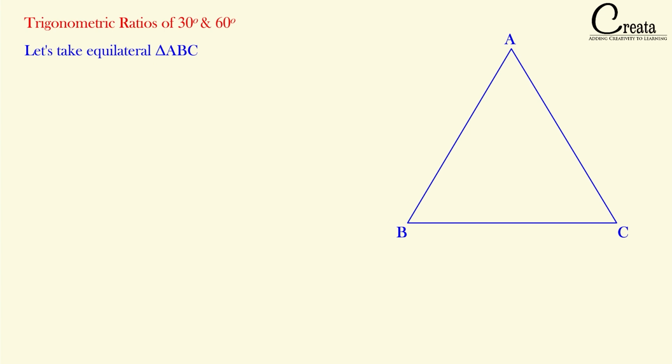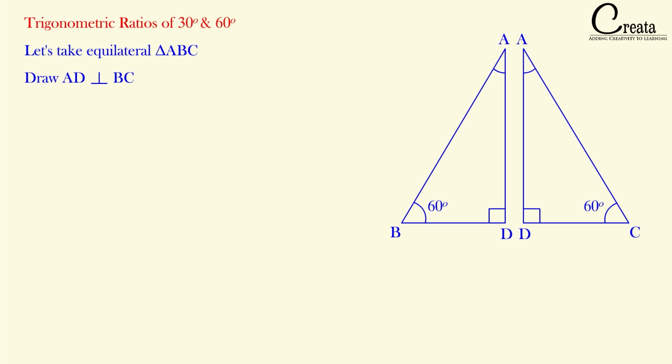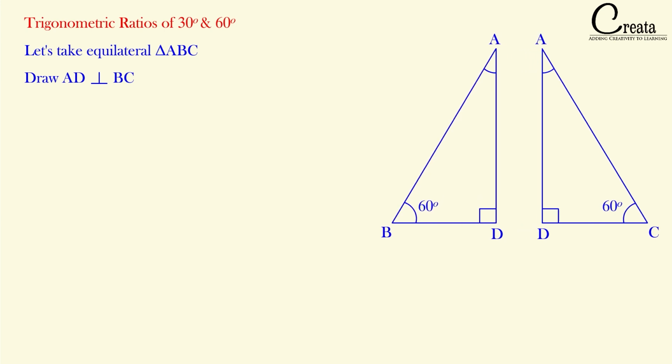All the three sides and all the three angles are equal to each other. That is, all the three angles are 60 degree. 60, 60, 60. Further, let's draw AD, which is perpendicular to the side BC. This AD is perpendicular to BC, forming the 90-degree angle at D. Basically, this AD is dividing the complete triangle ABC into two triangles. We got the triangle ADB and triangle ADC.